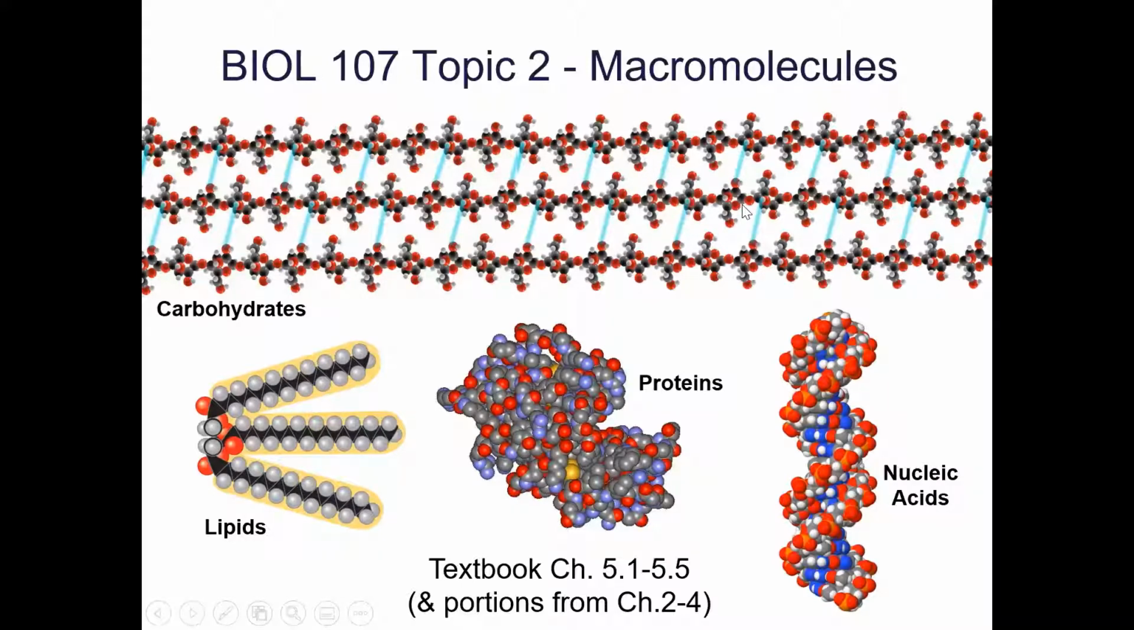We're going to dive right into topic 2 here in a moment. Topic 2 is on macromolecules. If you take a look at the textbook references, it focuses on chapter 5, but also little bits and pieces from chapters 2, 3, and 4. If your chemistry is a little bit rusty, then you may want to brush through those chapters a little bit. If you're fresh with your chemistry, then you probably don't need too much of a review.